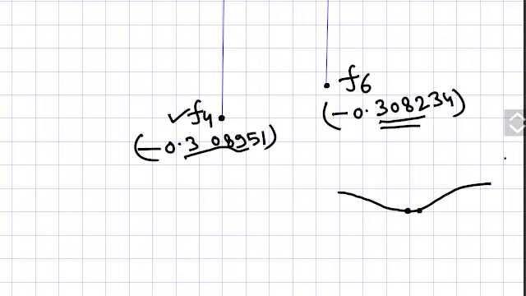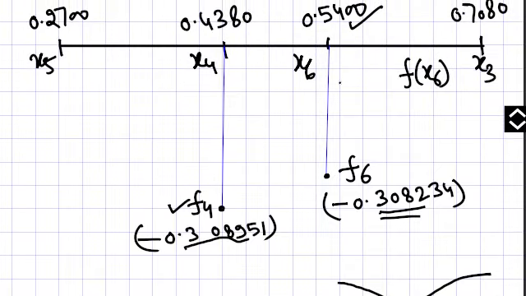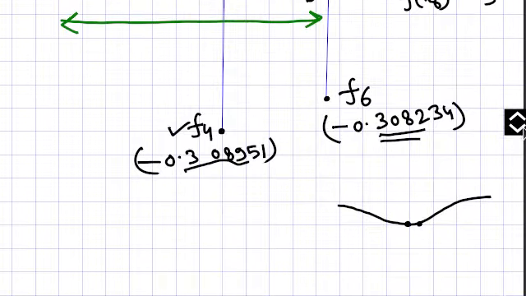So you can say that our minimum cannot lie here, so we will delete this area, and our minimum will lie in this area. And this was the last experiment, so you can say that this is the final interval of uncertainty.